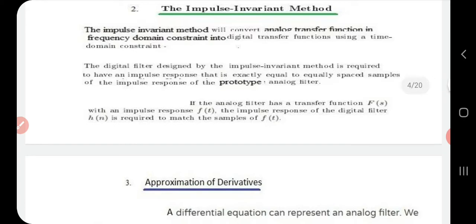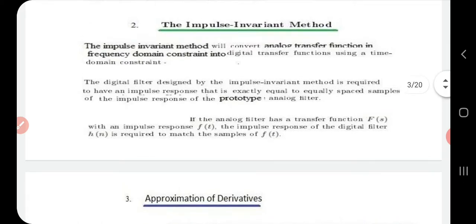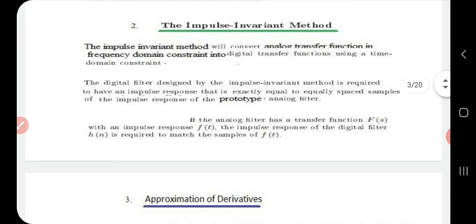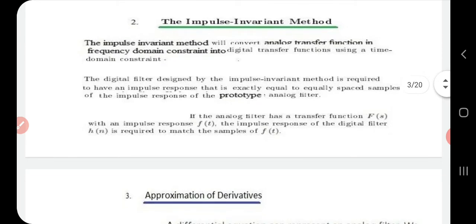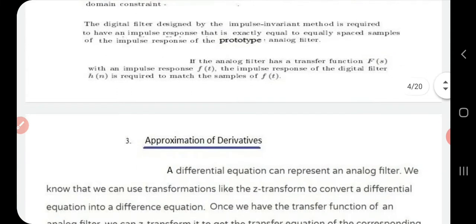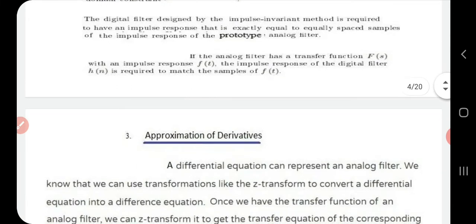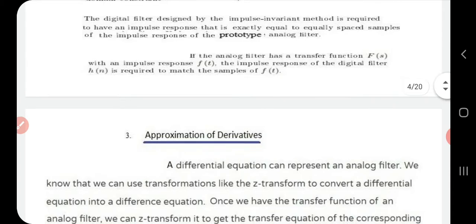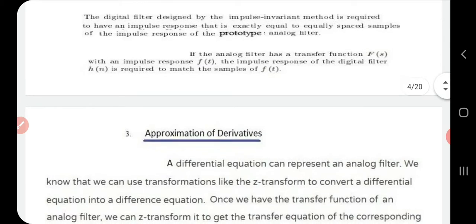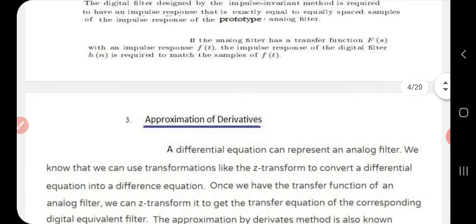Now, the digital filter designed by the impulse invariant method is required to have a specified impulse response. That is, any digital filter that is designed using this particular method will have an impulse response which is exactly the same as that of the analog filter. That is, if the analog filter has a transfer function F of s with an impulse response f of t, the impulse response of the digital filter h of n is required to match the samples of f of t.